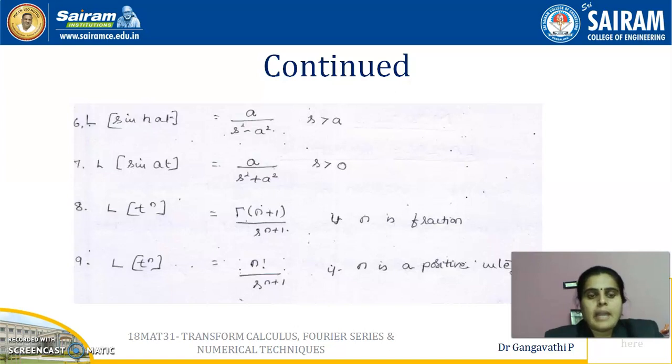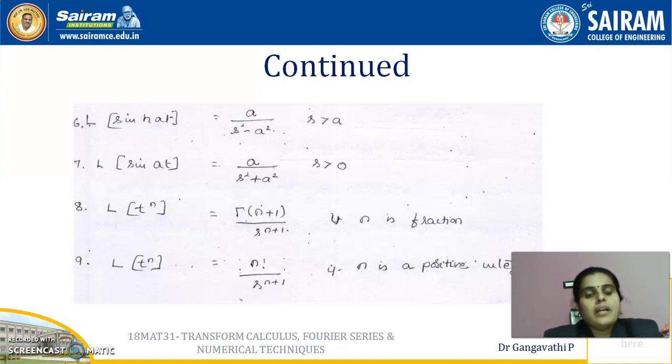And the eighth one is Laplace transform of t to the power of n, any function whose power is n, and that is gamma of n plus 1 divided by s to the power of n plus 1. So while using this formula, we must also have a knowledge of the gamma function that you have studied in your previous semester. The definition of the gamma function and some of its properties will be used effectively while working out problems in Laplace transform.